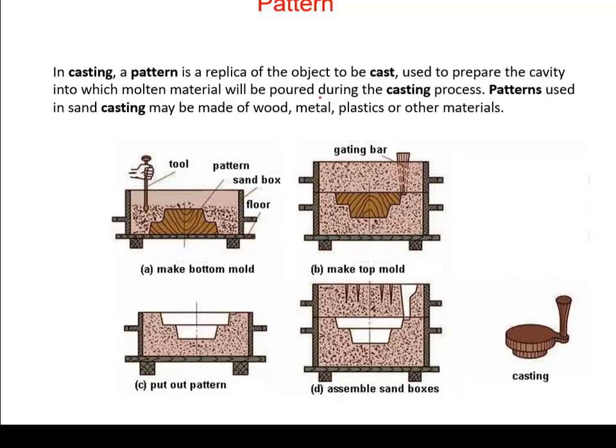So, what is a pattern? We have already studied the pattern in detail in the previous parts, but we are going to see it once again. In casting, a pattern is a replica of the object to be cast, used to prepare the cavity into which the molten material, meaning liquid material, will be poured during the casting process. The pattern used in sand casting may be made of wood, metal, plastic, or other material. It depends upon the product material.